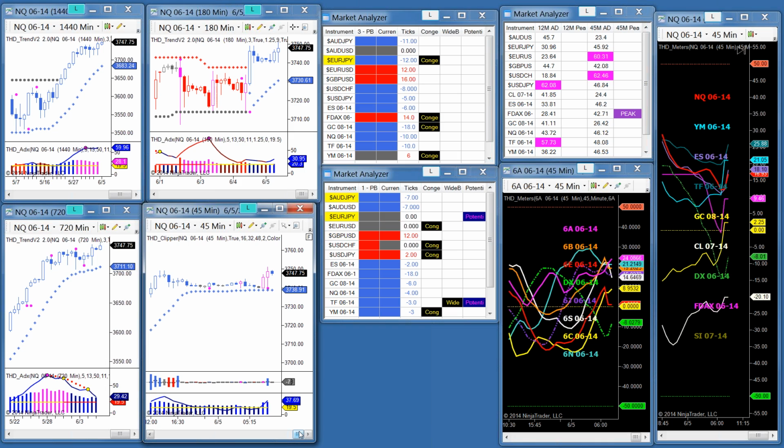If I'm trading one market, I don't need this meter over here because I'm only trading one market. I would have the RSI on my chart.